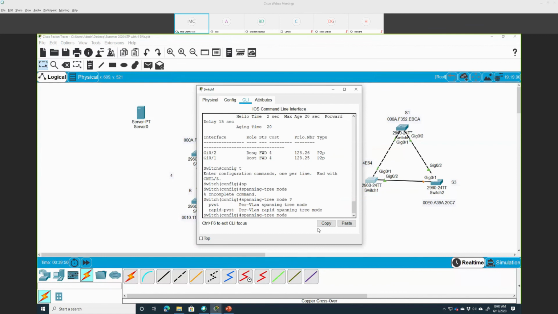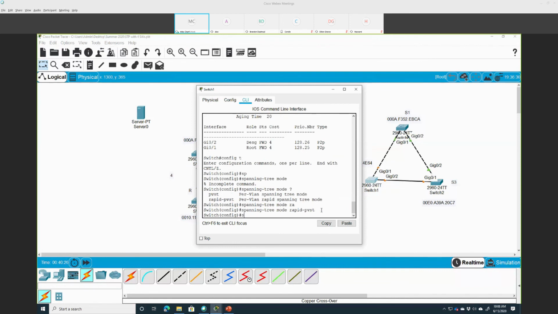They have a different standard. The common standard started in the 90s, and they improved it with the rapid spanning tree protocol. Then Cisco said, okay, we can do it per VLAN. So then the industry put rapid, and Cisco said, okay, we're going to do rapid PVST. So I'm going to put rapid PVST.